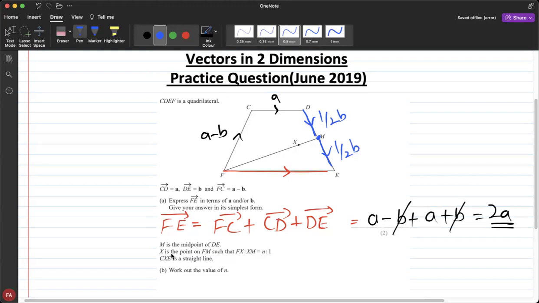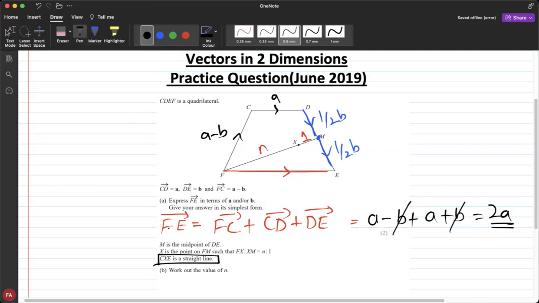Now the next part of the question says X is a point on FM such that FX ratio XM equals N ratio 1. That means this side over here, F to X, is N, and similarly X to M is given to you as 1. Only this side. Now, this does require you to know the concept of ratios, and I'm hoping by now you already know this.